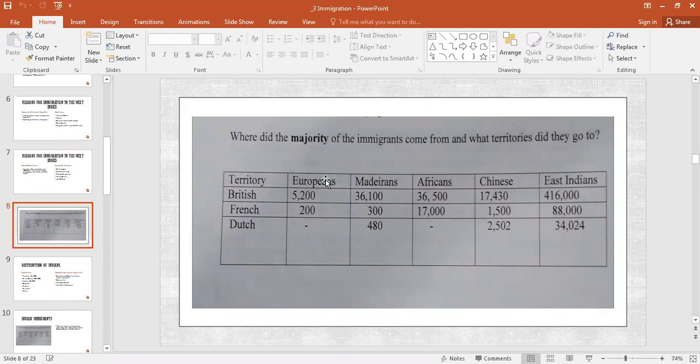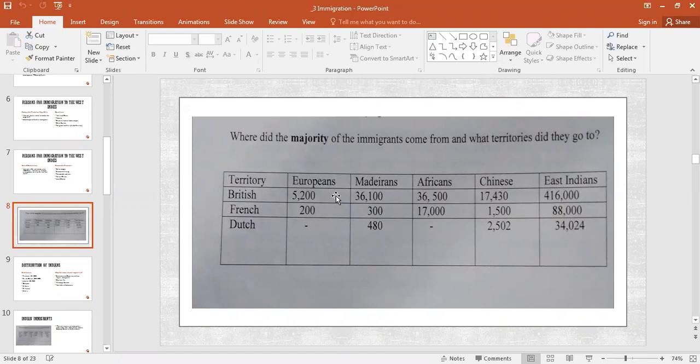From Africa, you have the free Africans that came. They didn't come to the Caribbean as enslaved people, but as freed people. So you call them freed Africans. They came from Sierra Leone, right? So these are the areas that they arrived from. Then we have the Chinese and the Indians.